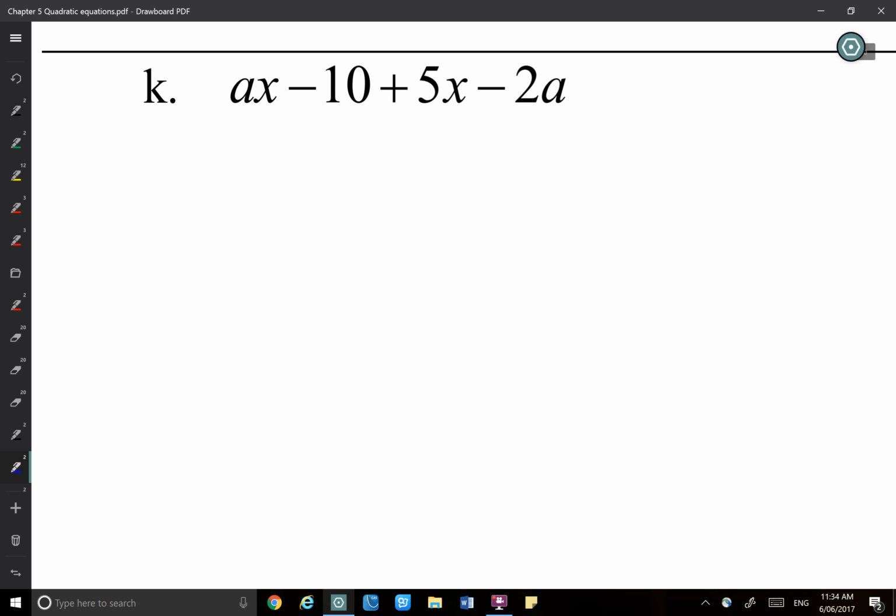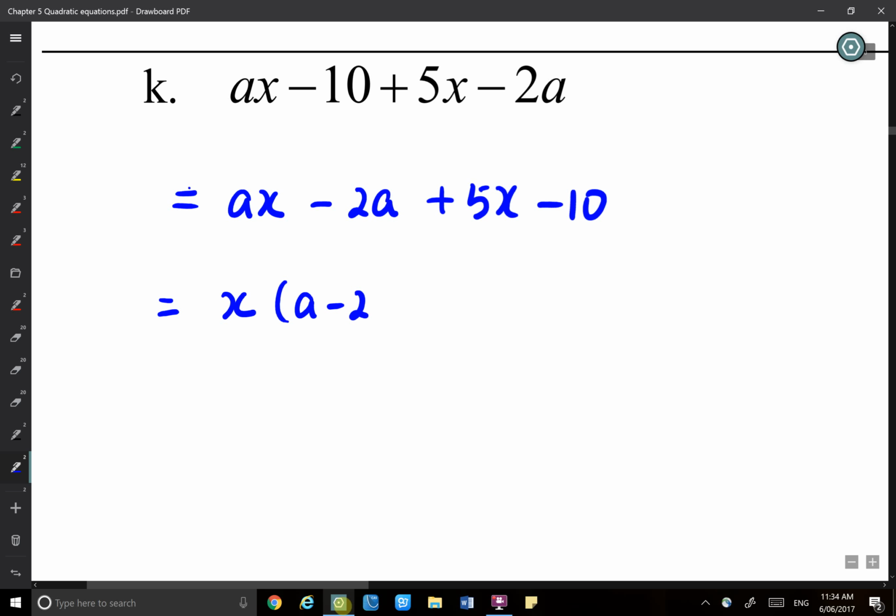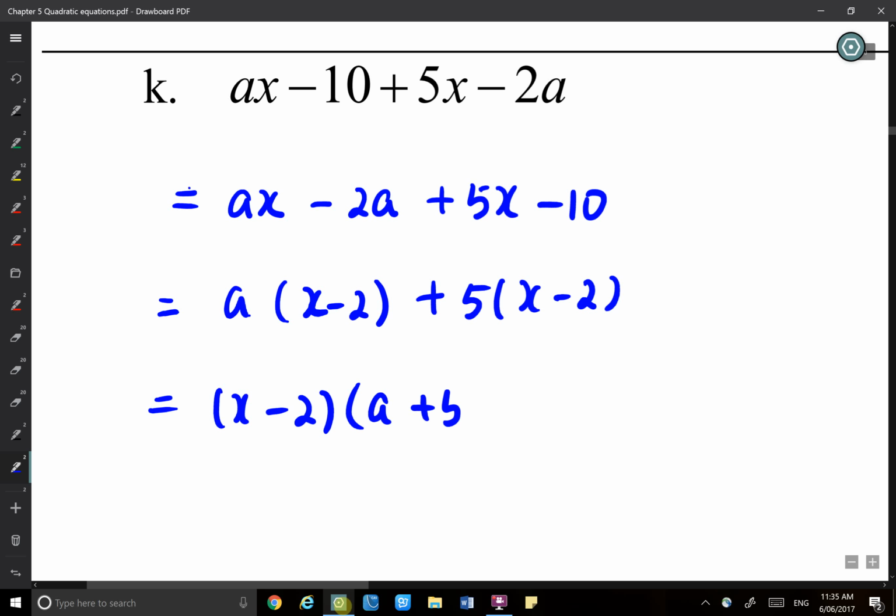Okay, so for K, 4 terms, you will think about grouping. But those 2 terms have nothing that can be grouped, and those 2 terms have nothing to be grouped. So I need to change the order a little bit. I can go for that plus 5x minus 10, like this. I can take x out, that's x minus 2, plus a 5 out. I take a out, and that's x minus 2. Take 5 out, I have x minus 2. So x minus 2, a plus 5.